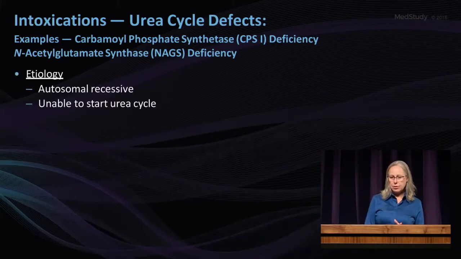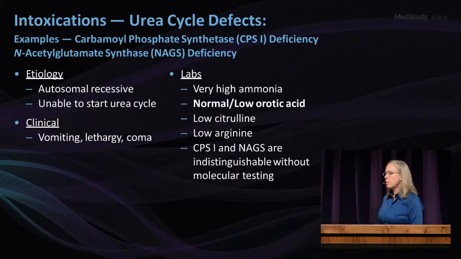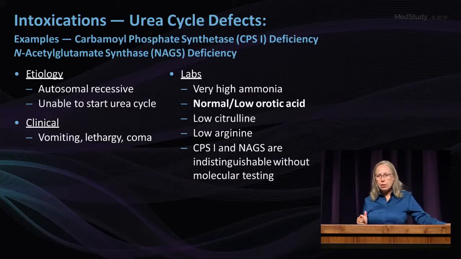All right, so onwards through the urea cycle. CPS1 and NAGS deficiency. Both are recessive, and you're unable to start the urea cycle. They will present with vomiting, lethargy, and coma. They will have very high ammonia, low or normal orotic acid, low citrulline, low arginine, and these two conditions are indistinguishable without molecular testing because you need both to start the cycle. So one or the other is just going to result in the same phenotypic presentation. So on a test, they shouldn't give those two to you to distinguish without a molecular test.